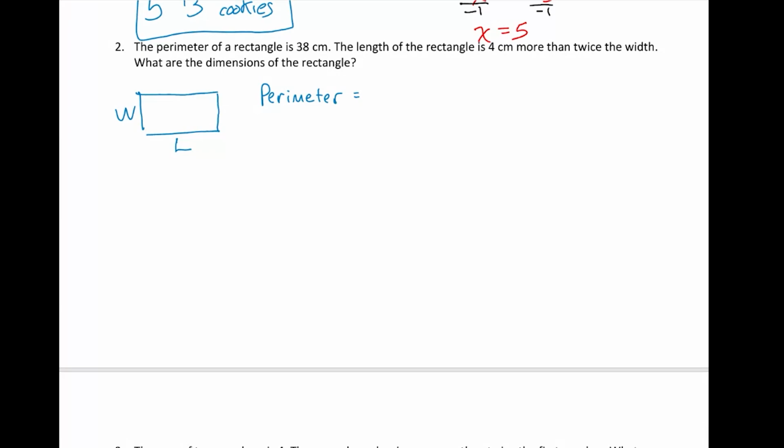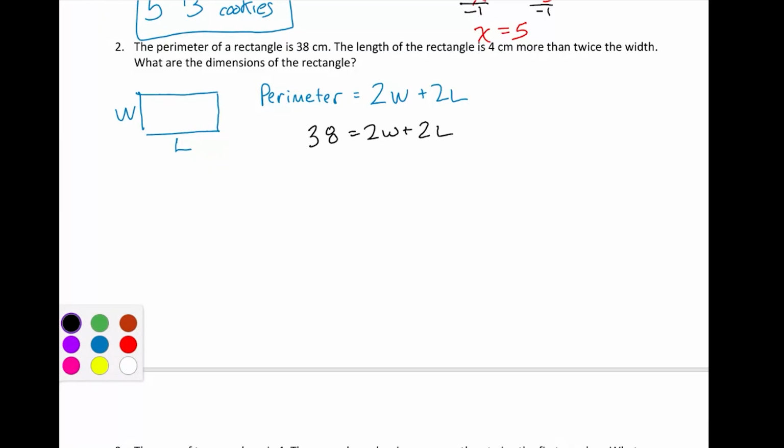is all of the side lengths added up. It's the distance around the shape. So there's 2 W's, there's 2 L's. Perimeter is, well, just that, 2W plus 2L. Now in this case it says the perimeter is 38. So that's where our first equation is going to come from. 38 is 2W plus 2L.